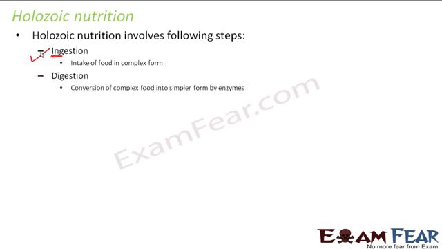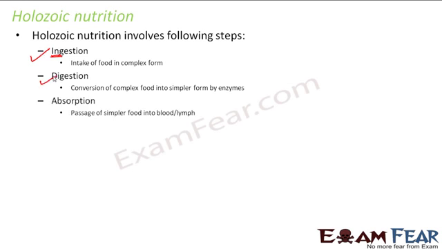Next is digestion. That is conversion of complex food into simpler form by enzymes. So what are enzymes? Enzymes are the substances present inside our body which accelerate the chemical reactions taking place inside our body. Right? Because there are so many chemical reactions which actually take place inside the body. So these enzymes help in those chemical reactions. So they will help to convert the complex food into simpler form.